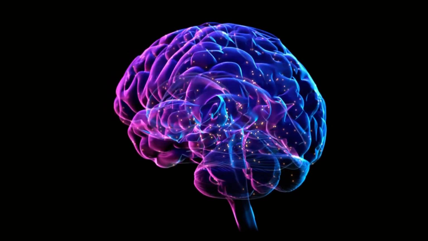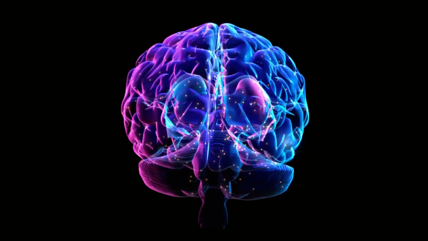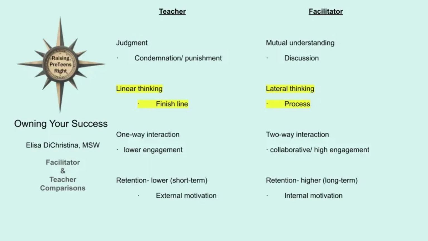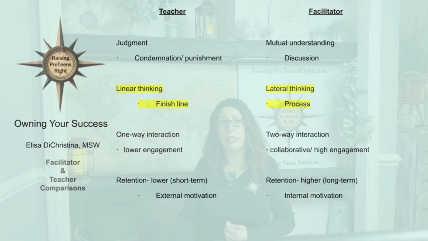The focus shifts a little bit. We're less interested in measuring immediate outcomes and more interested in the process, the discussion, the critical thinking, the expansion of the cognition rather than just producing the right answer. We touched upon traditional teaching has that linear type of thinking where we're trying to get to a finish line, where facilitation has the process focus, so it's lateral thinking.